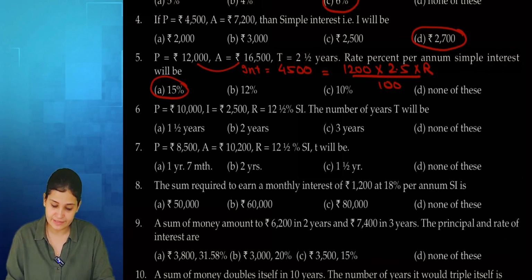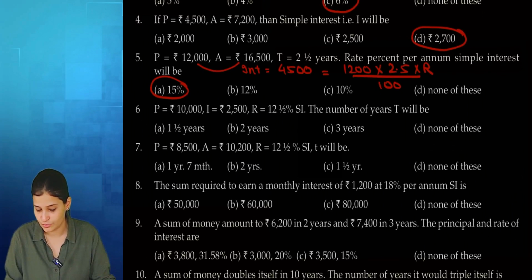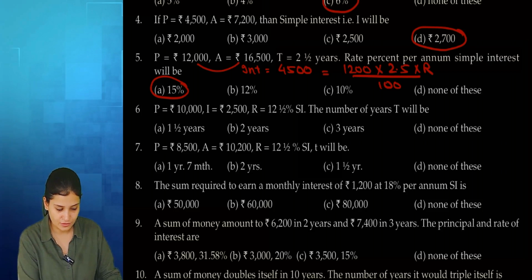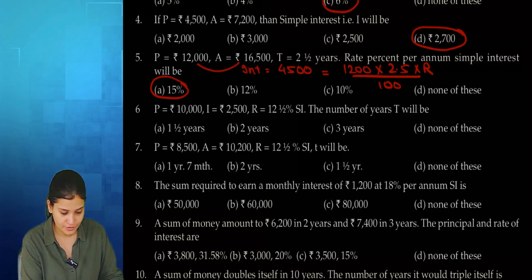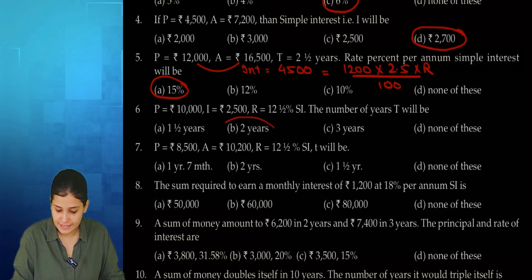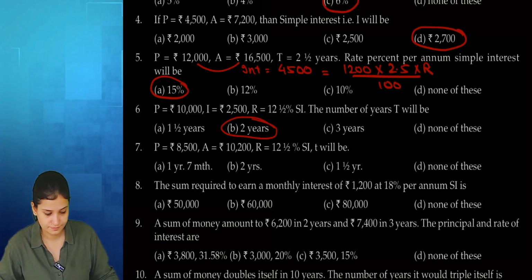Principal given, interest given, rate given, the time we have to find. So we can do trial and error also. 10,000 into 1.5, option A I am trying, into 12.5 divided by 100. No, it's not 2,500. 10,000 into 12.5 into 2 divided by 100. Does it match? Option B is the correct answer. Question number 7.